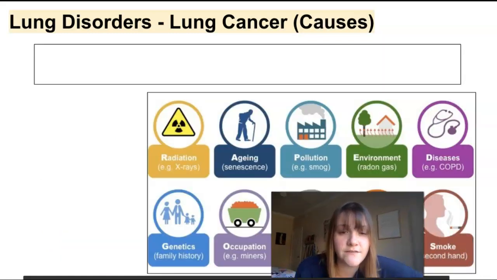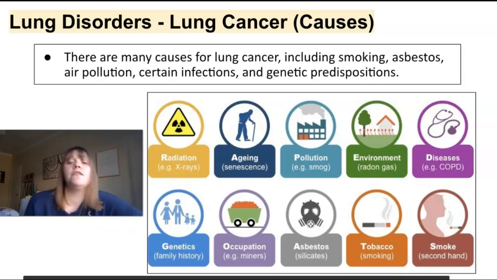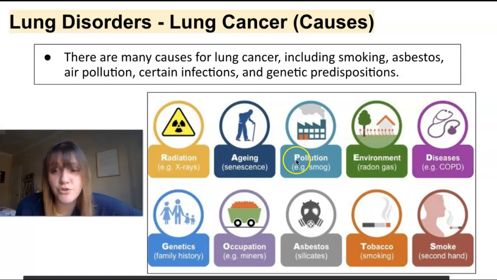So what are some causes of lung cancer? Y'all probably know this. There are many causes. Smoking is one of the biggest causes, asbestos, air pollution, some infections, and also genetic predispositions. And here are some other pictures: radiation, genetics, occupation. Depending on the environments that you're in, aging, pollution, asbestos, tobacco, environment, diseases, and smoke are all some causes of lung cancer.